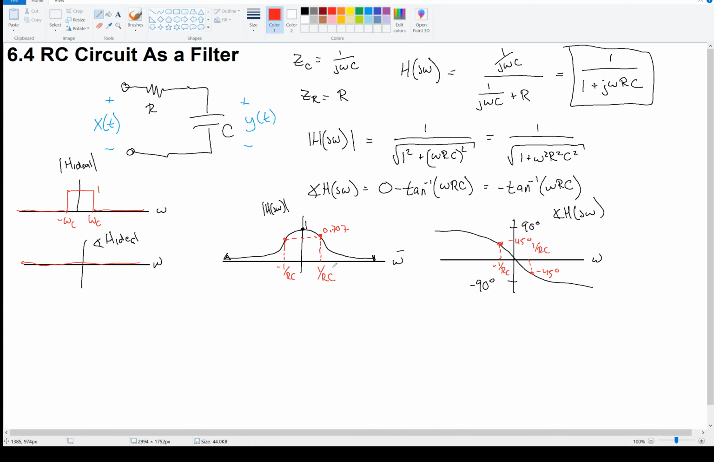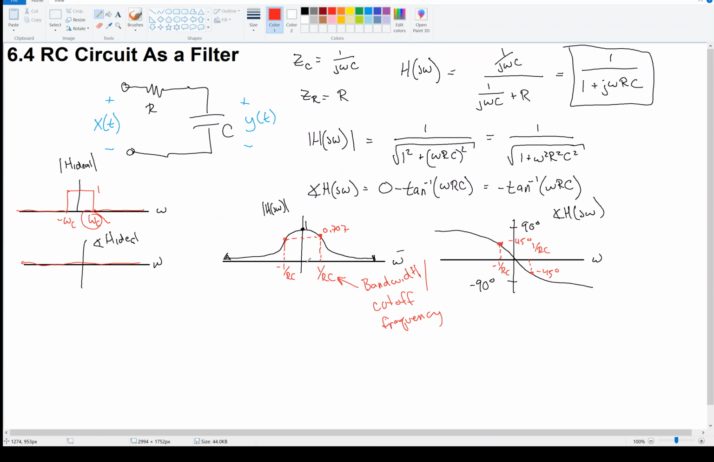Now, 0.707 actually defines the bandwidth of the circuit. So we would call this frequency the bandwidth, or to relate it back to the low pass filter, that's this cutoff frequency. That's omega C.